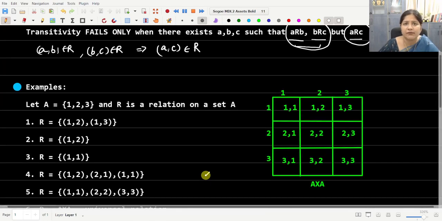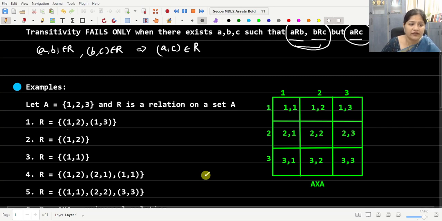We will check a few examples in order to make the point more clear. Let A be {1, 2, 3} and R a relation on the set A. This is the matrix representation of A cross A for A equal to {1, 2, 3}. So let us go ahead with the first example. Relation R is {(1,2), (1,3)}. We will check for each ordered pair, right? We'll start with (1,2).